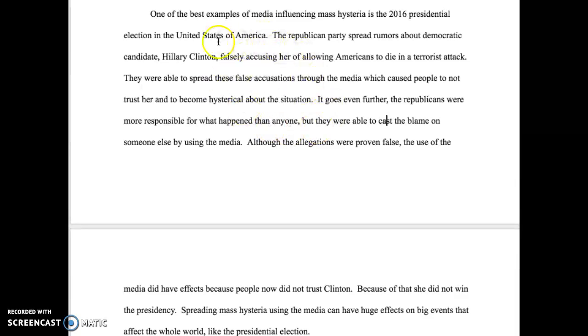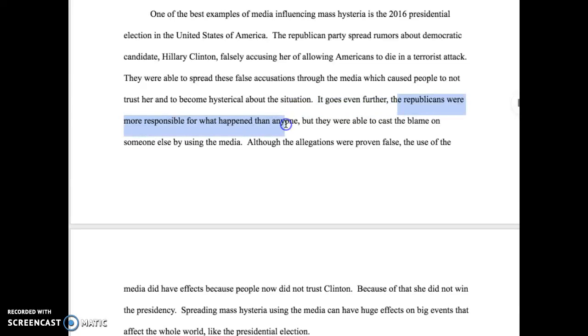So this is a good example where you talk about Clinton's run for the presidency and how it was stopped by Republicans. I think you could be a little bit more specific with that, because even though you have read the essays, I think when you have things such as, let's talk about this for a second, spread rumors about a terrorist attack, and then people became hysterical, which is true.